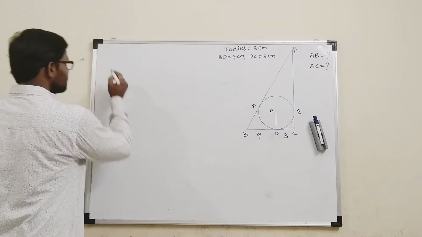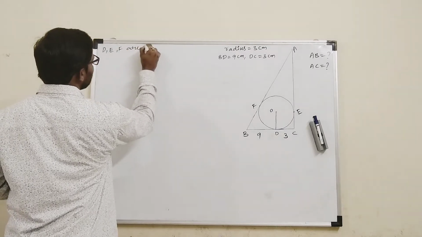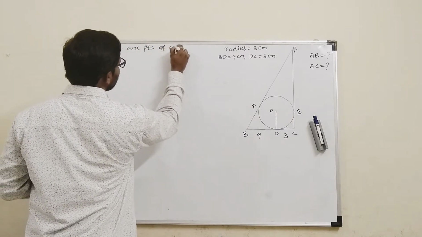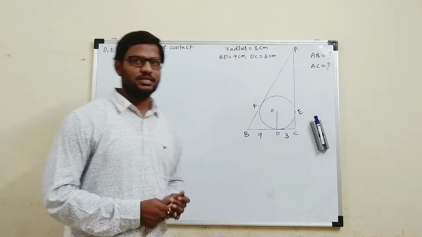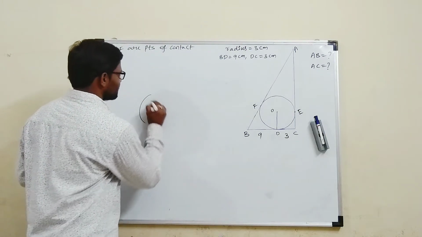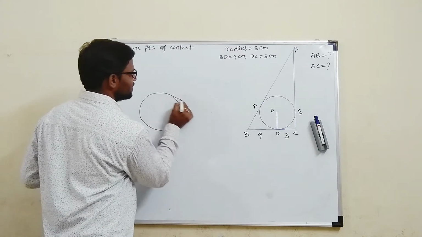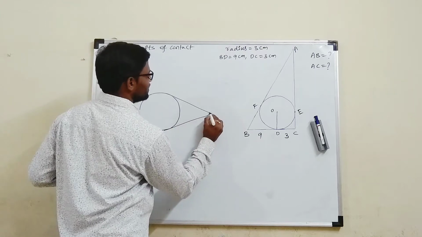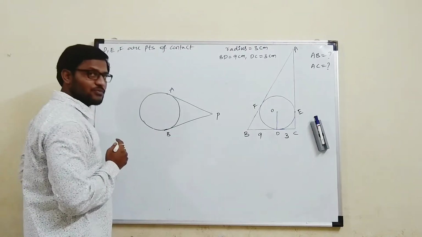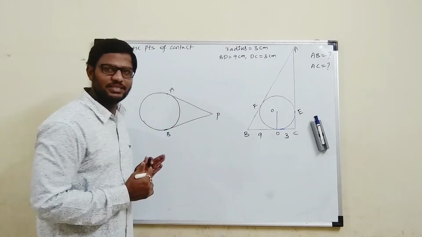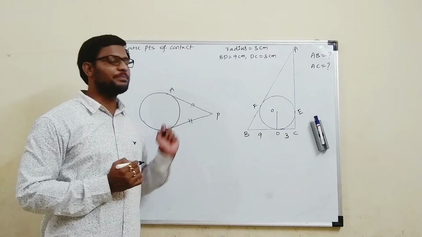So D, E, F are points of contact. Now, next we have a theorem. If two tangents are drawn from an exterior point, let us take a circle and P as the exterior point, with A and B as points of contact, then from the theorem, the lengths of the tangents are equal. AP and BP are equal.